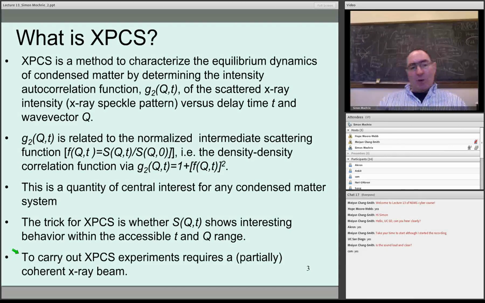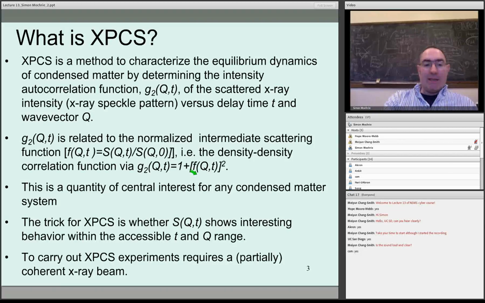The intensity autocorrelation function we call G sub 2 of Q and T. It's a function of both the wave vector and the time, and it's related to the normalized intermediate scattering function that's very often measured in, for example, neutron spin echo experiments via this relationship specified here, namely the intensity autocorrelation function, this G sub 2, is 1 plus the square of the intermediate scattering function.